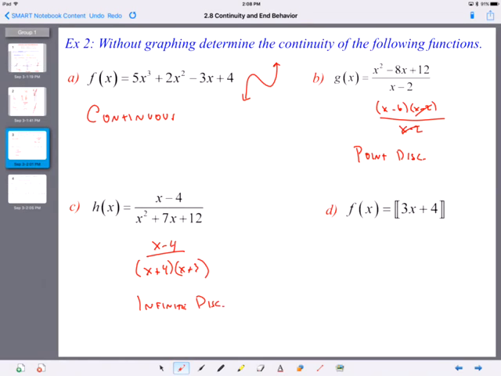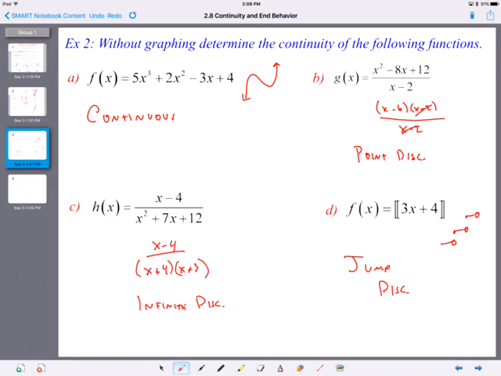And once again, that just means that the graph is shooting off to infinity. And then on D, remember what these brackets mean. This is your greatest integer function. So it's not a piecewise function, but it's a greatest integer function. And remember, this looks like this, where we have this step function. So that would be jump discontinuity.